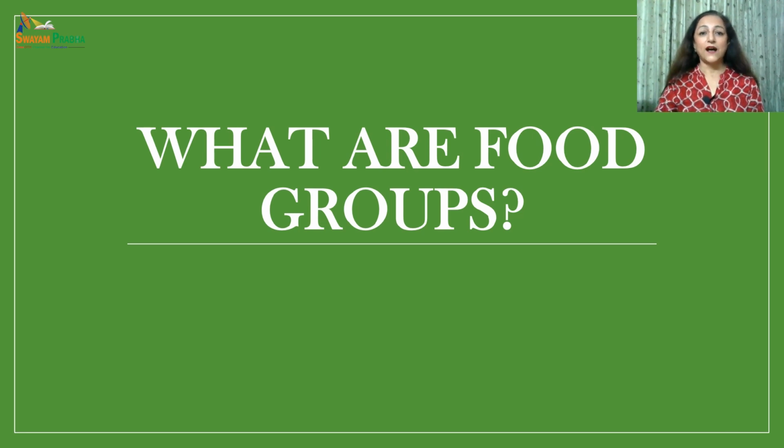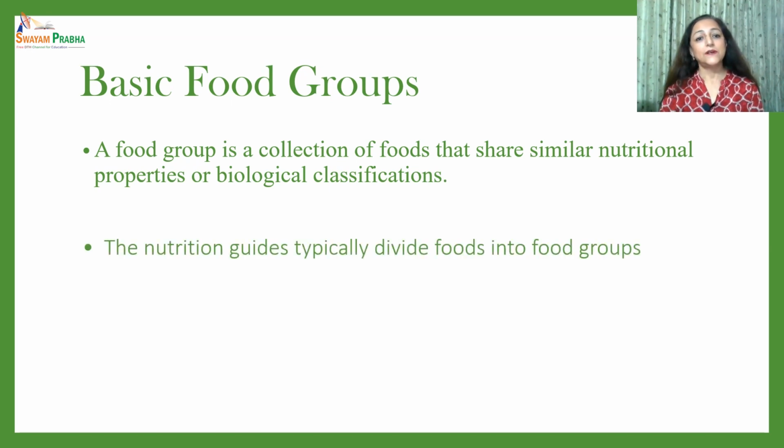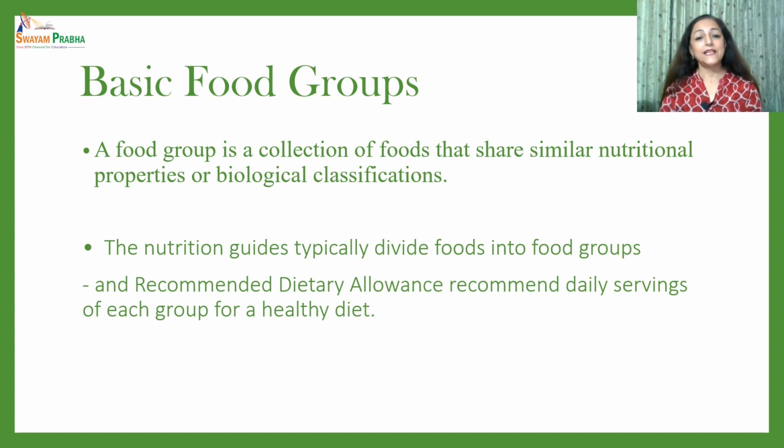Let us see what are food groups. A food group is a collection of foods that share similar nutritional properties or biological classifications. And the nutrition guide typically divides food into various food groups. Similarly, the recommended dietary allowance recommends the daily servings from each group to ensure that we are taking a healthy diet. So that means the food groups are being used to make our healthy diet pattern.